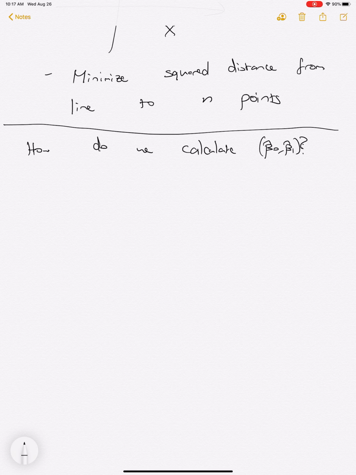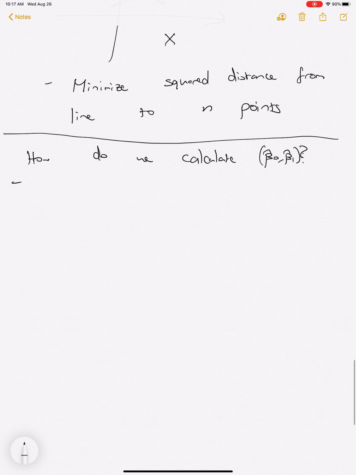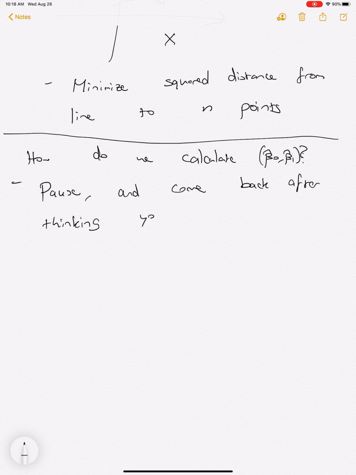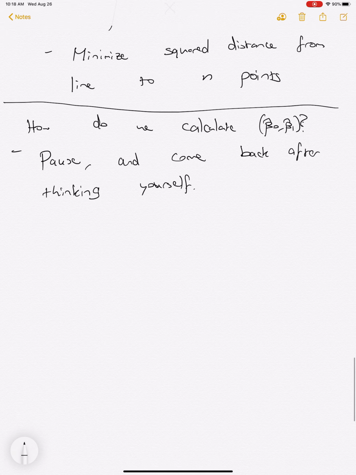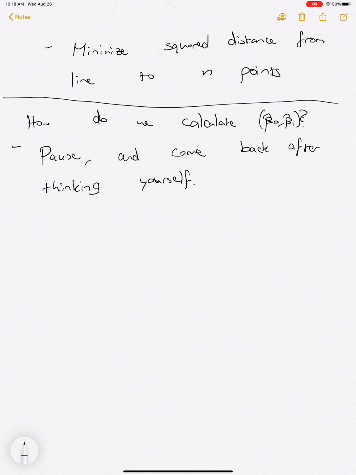Okay, so if I were you, I would pause the video right now for about 5-10 minutes and have a go at trying to think about how you would actually calculate this. So we're going to pause and come back after you've thought about it yourself. For some of you, maybe this is a very easy question. For others, it's good to just make sure that you recall how to do this.